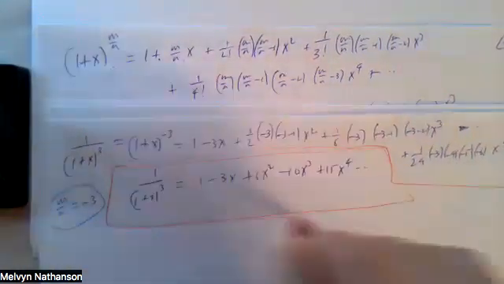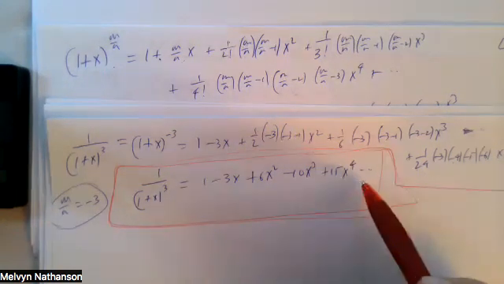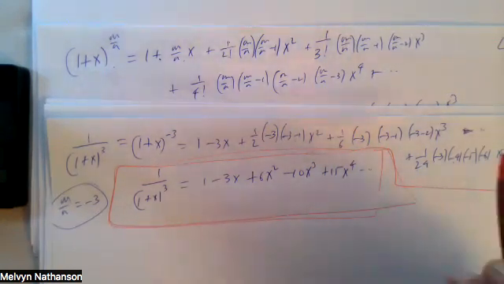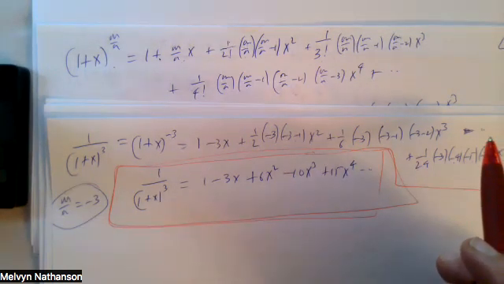So 1 over 1 plus x cubed, when you expand it using Newton's binomial theorem, you get an expression like this. And this series goes on forever. It never stops. It's an infinite series, right?